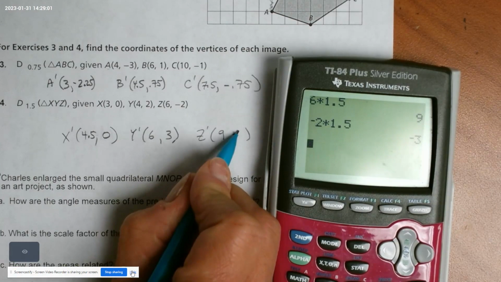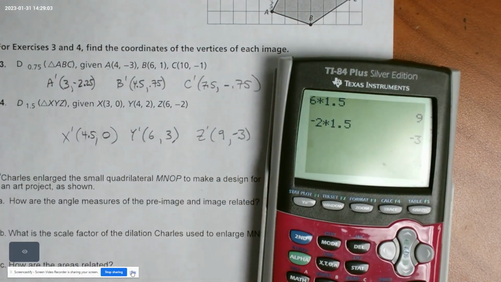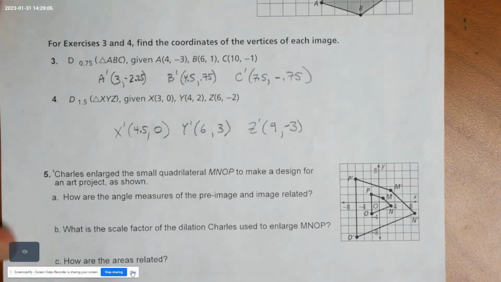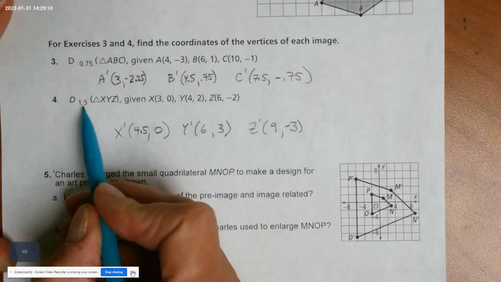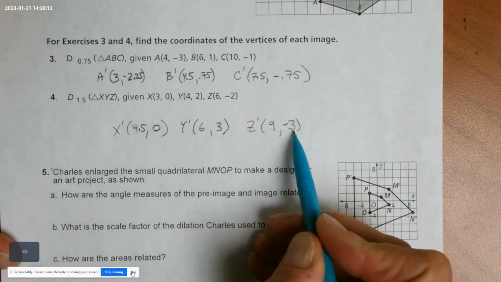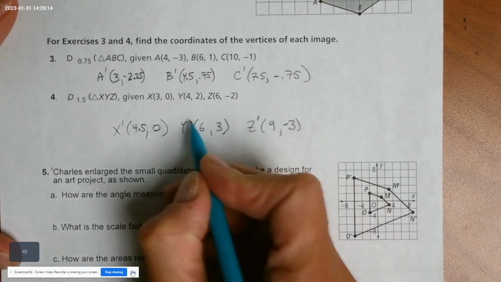9 and negative 3. So again, when you have a number less than 1, your numbers are going to get smaller. If you have a number more than 1, your numbers are going to get bigger. And it's just a simple multiplication.